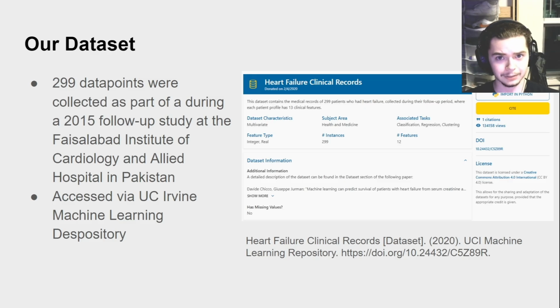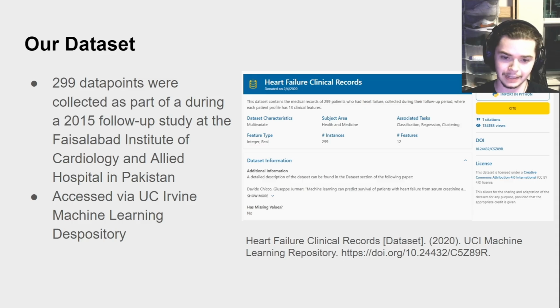We first looked at Kaggle and other dataset collection websites, and eventually found one from a UC Irvine study, which was made by David Chicco and Giuseppe Jurman in 2020. Now, the dataset is labeled Heart Failure Clinical Records and contains 299 patients who had heart failure, collected during their follow-up period, where each patient profile has 13 clinical features.